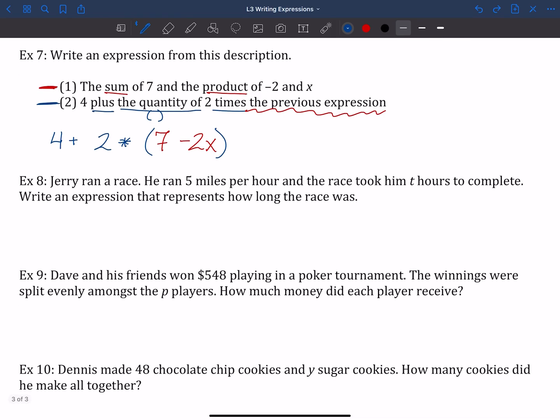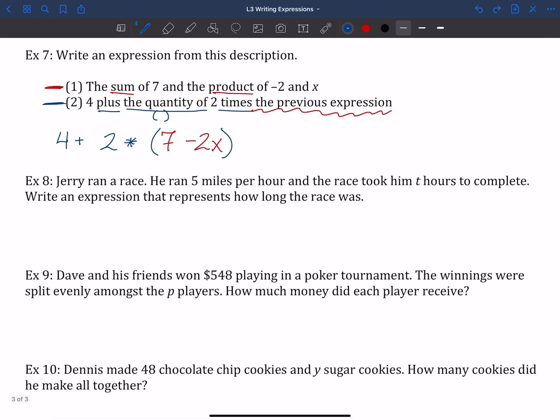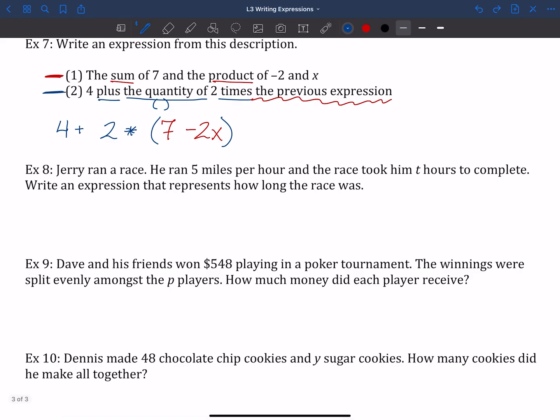All right, let's take a look at some word problems and see what those might look like in terms of this. Jerry ran a race. He ran 5 miles per hour, and the race took him T hours to complete. We want to write an expression that represents how long the race was. So when you're working on word problems, sometimes they might be talking about a rate, right? Like a speed. So if you're talking about like 60 miles per hour, when you're talking about per hour, that's kind of your clue here, right?